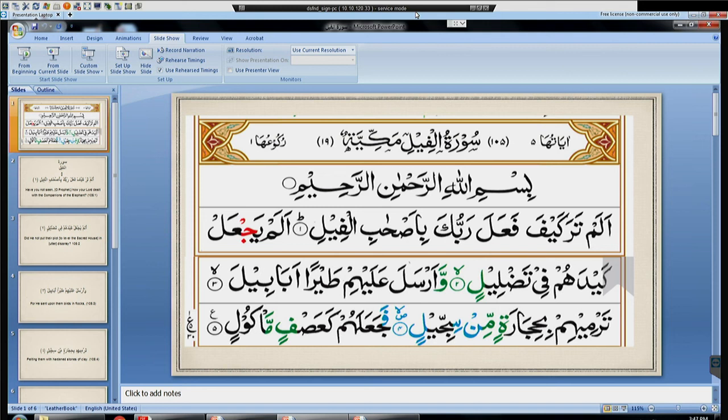Now which letter in this is going to be the full mouth letter? Dad, right? That's the only one. Alam yaj'al kaydahum. None of them have full mouth. It's only the dad.